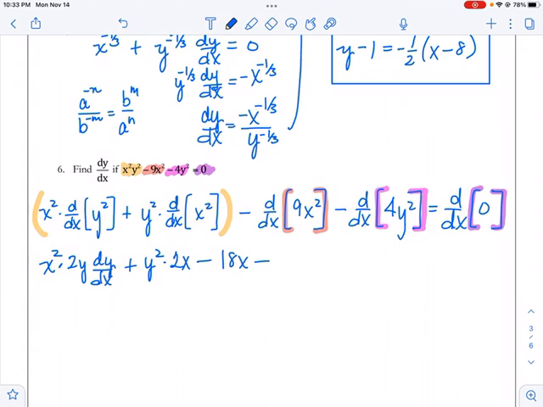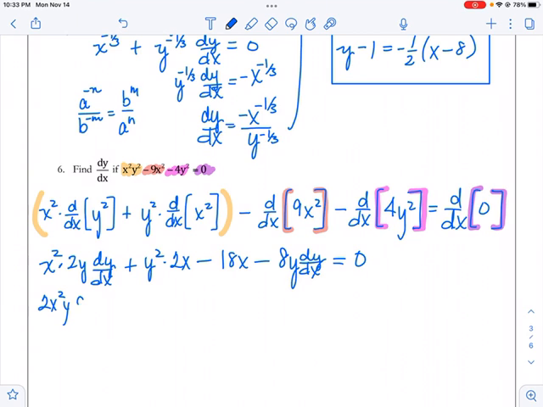And then you have the derivative of 4y squared, which is going to be 8y, and then we have a dy/dx on there. We have to use the chain rule with that. And then on the right-hand side of the equation, we have the derivative of 0, which is still going to be 0. We're going to get all of our dy/dx terms together.